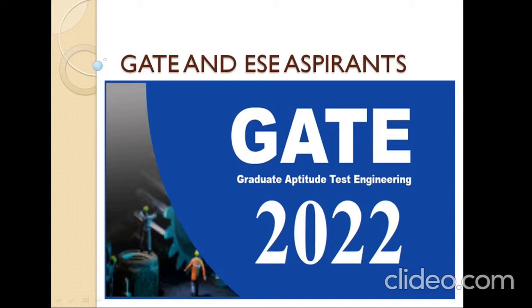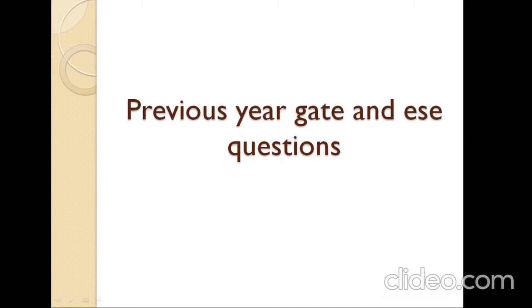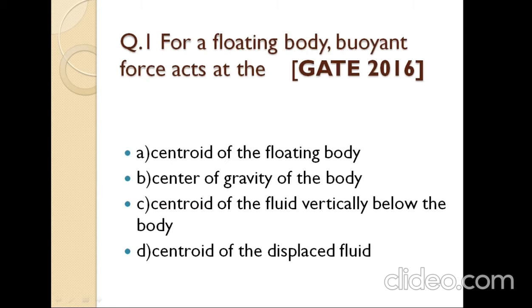In this video, we will discuss GATE and ESE previous year questions on buoyancy and flotation. Now first question: for a floating body, the buoyant force acts at the option A, centroid of the floating body; option B, center of gravity of the body; option C, centroid of the fluid vertically below the body; option D, centroid of the displaced fluid.